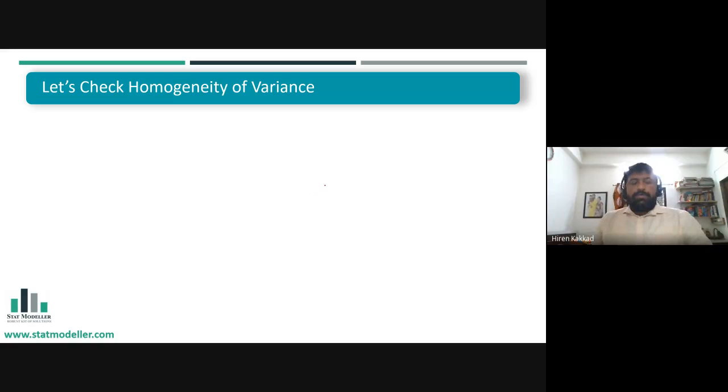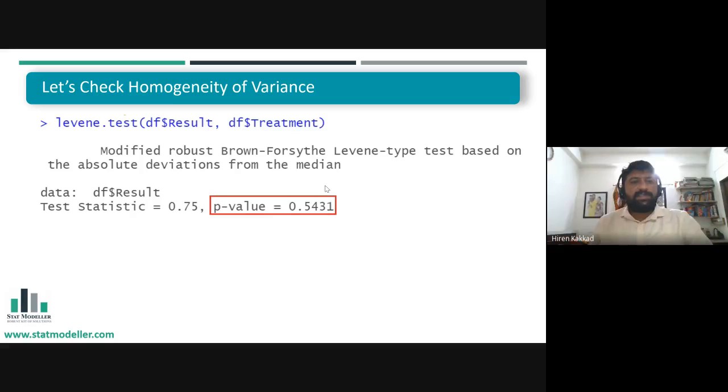Now, before performing ANOVA, let us check the homogeneity of variance by using Levene's test. Levene's test is from the car package. From that we are using this, and this result with reference to the treatment, whether it is same or not. So here it is fulfilling that condition. So we can say the variance among all these treatments is equal, right? So that is satisfying the condition, so we can move ahead with our analysis.